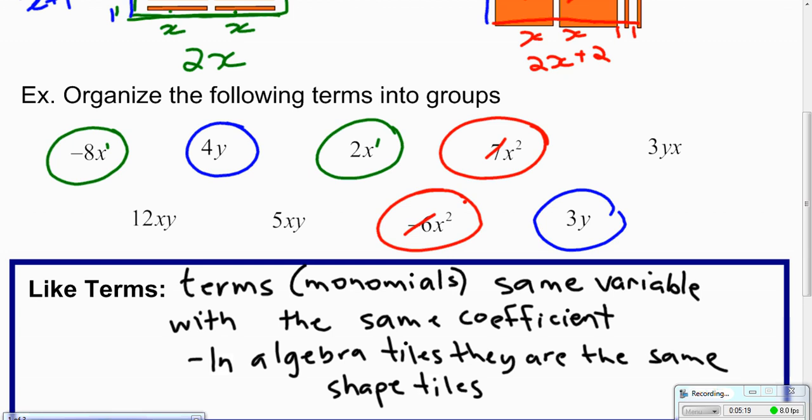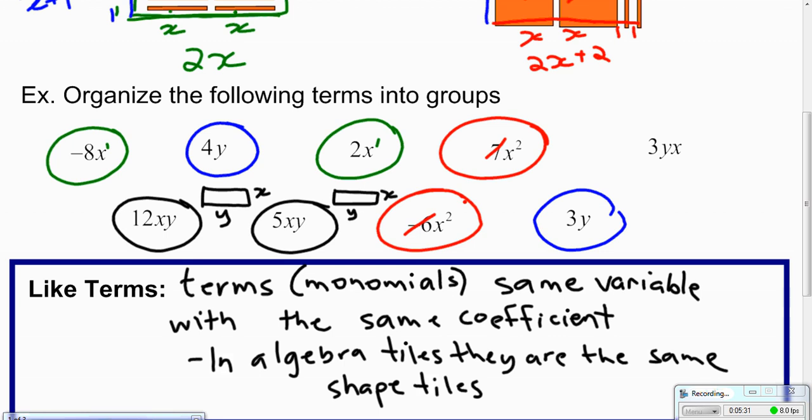And then lastly, we have 12xy and 5xy. And so basically those were those rectangular tiles we looked at that had a length of x and a length of y. Okay, so then over here we have 3yx. So basically what they've done is they've taken that tile and they just turned it the other way. So it's still the same shaped tile, but it's just been turned. So this is also a like term. We should get in the habit of always writing our variables in alphabetical order. So that way it's a lot easier to identify like terms. So if this one had been written in alphabetical order, then it would be a lot easier to see that it is the same as 12xy and 5xy.